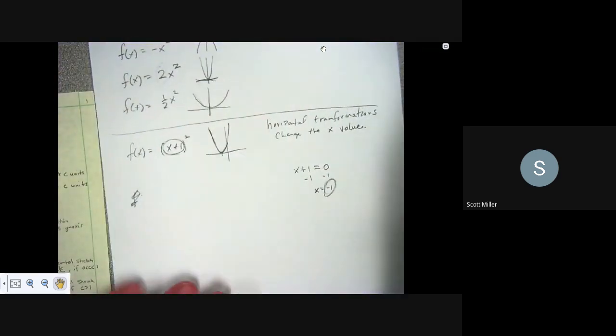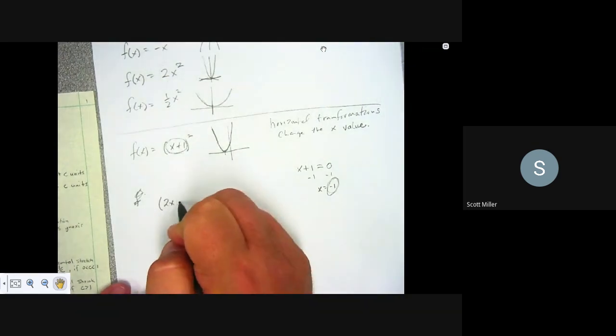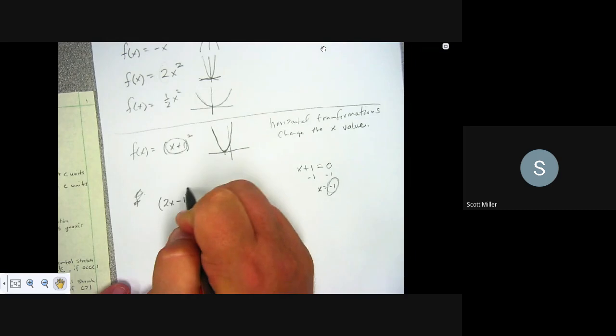Okay. What if I had more numbers in there? What if I had 2x minus 1 squared?